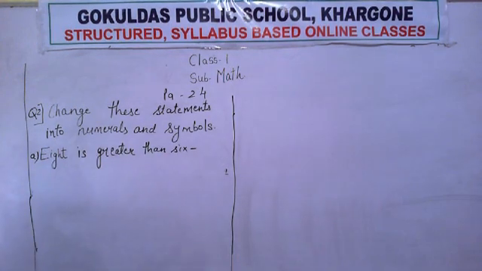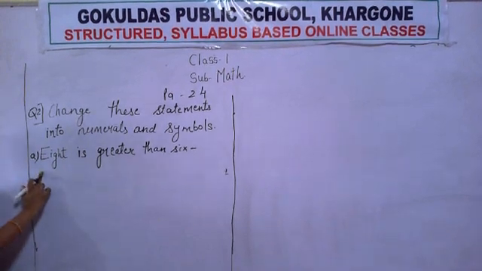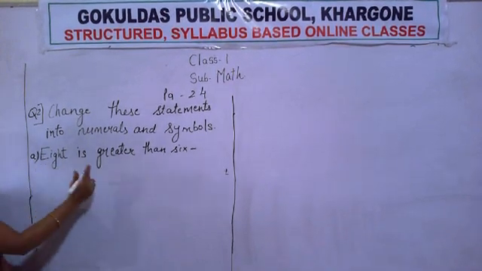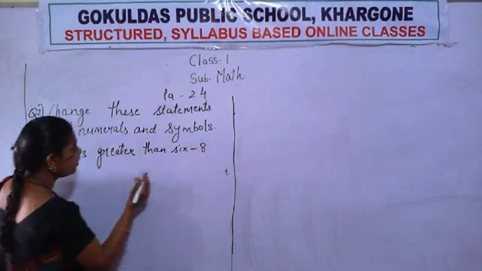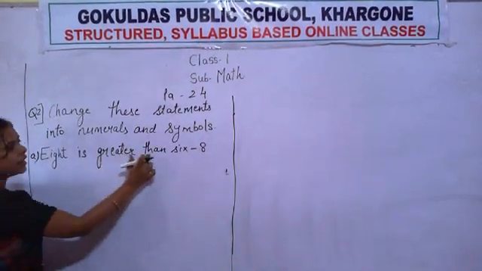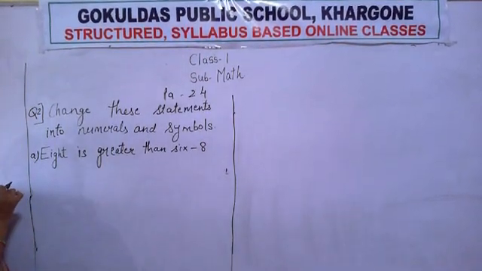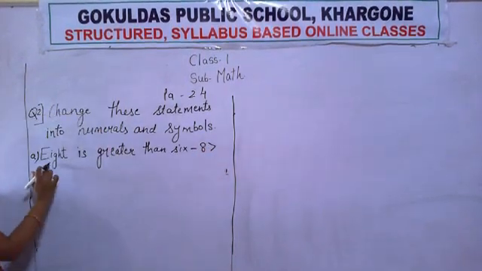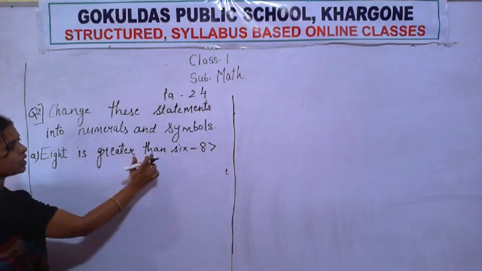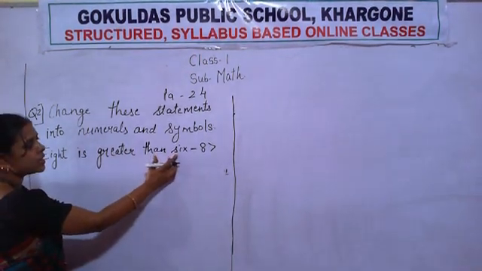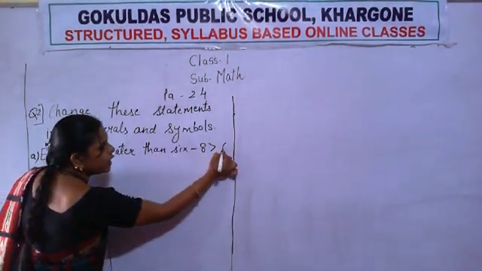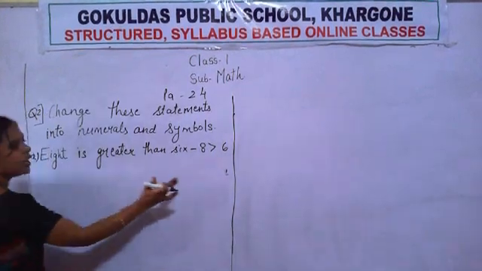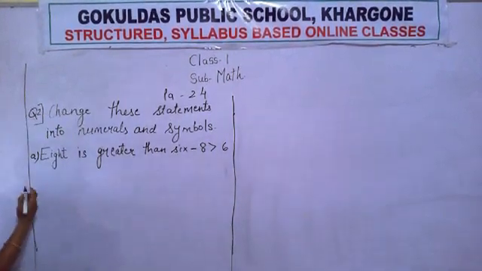So what we are reading, in the same way we have to write. What we have read first? 8. So write here 8. Then is greater than. That means you have to make the sign of greater than. What is the sign of greater than? Like this. So 8 is greater than. By which number is 8 greater? 6. So you have to write here 6. Okay. Understood?